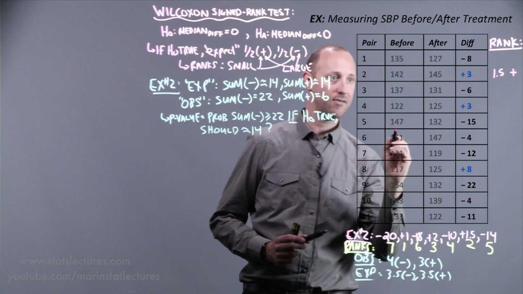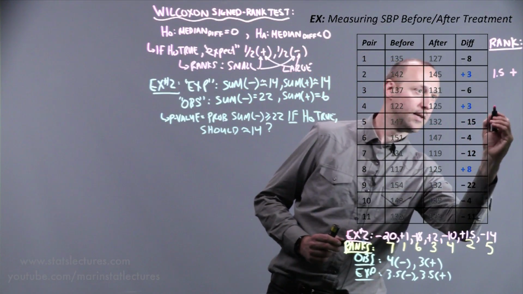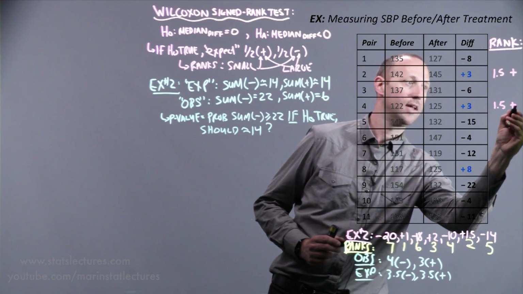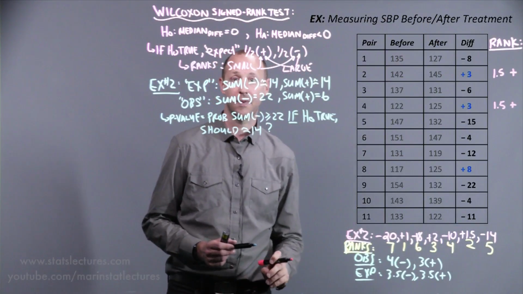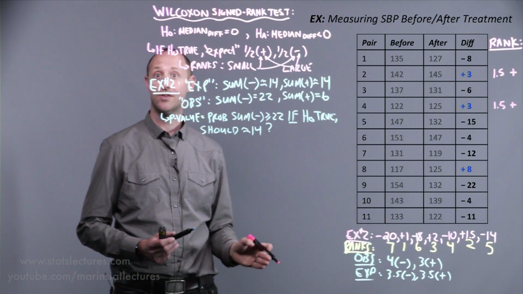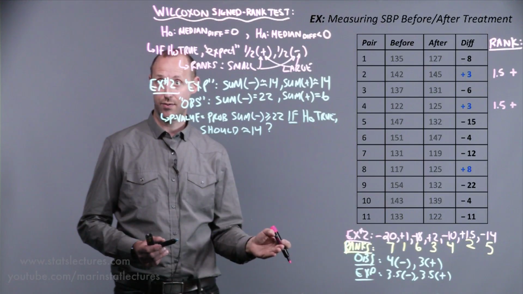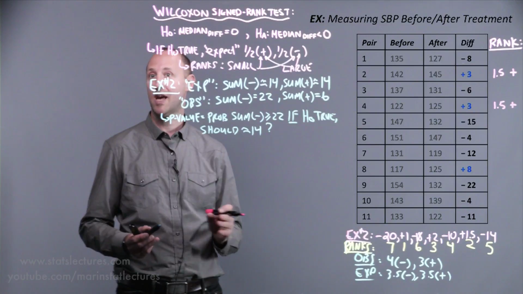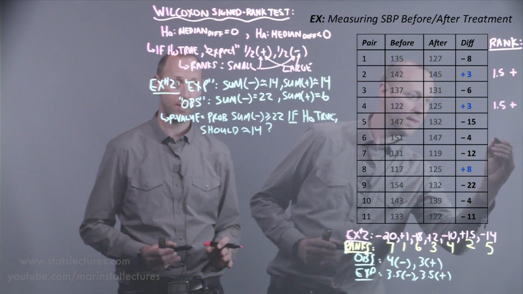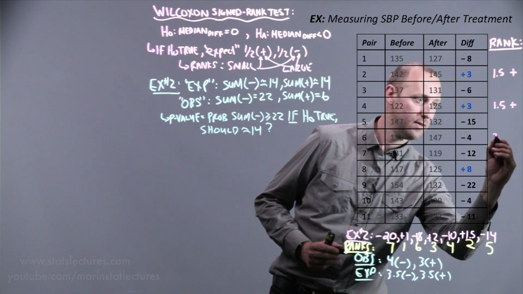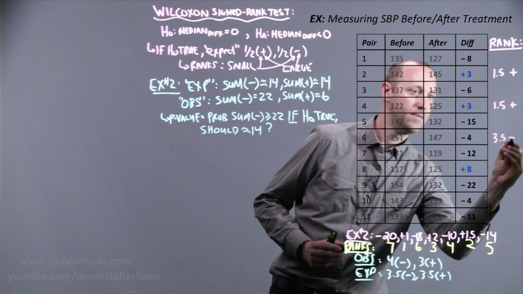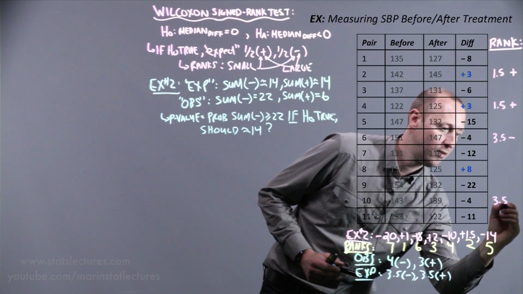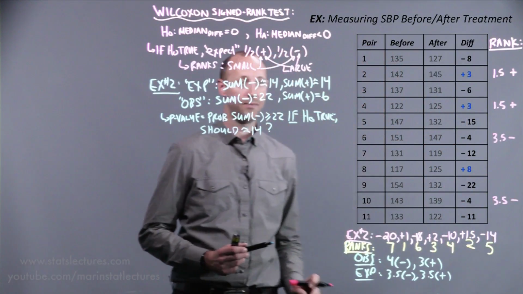And then the other one we have here is sharing the 1.5 rank, and it's an increase. So I'll put a plus there. Then the next lowest ranks, there's a decrease of 4 and another decrease of 4. So those are sharing the third rank and the fourth rank. So we're going to assign them the average of the ranks, the 3.5 rank. That's right here. And it's a decrease. And then this one here, sharing the third and fourth rank.